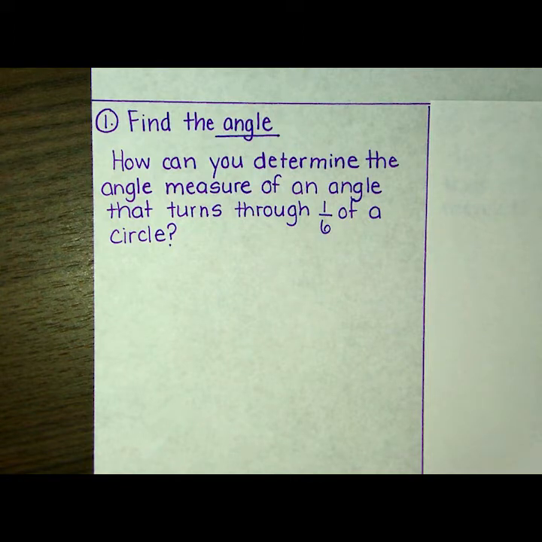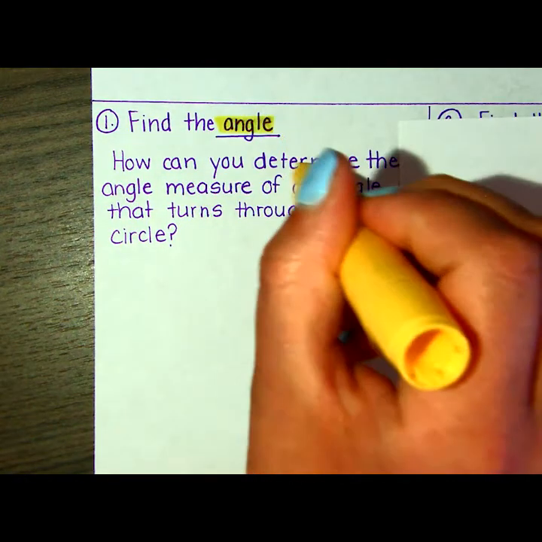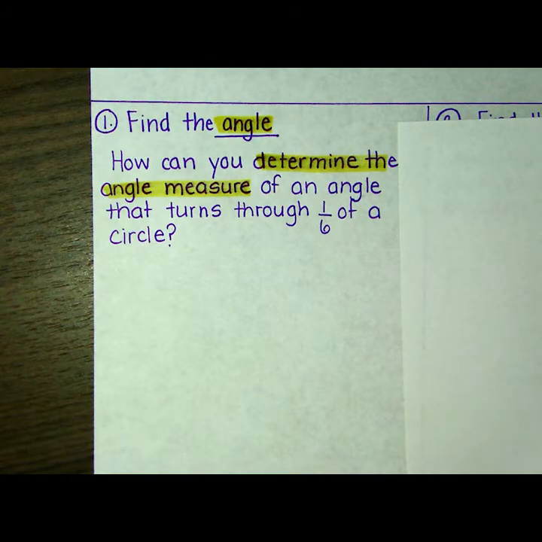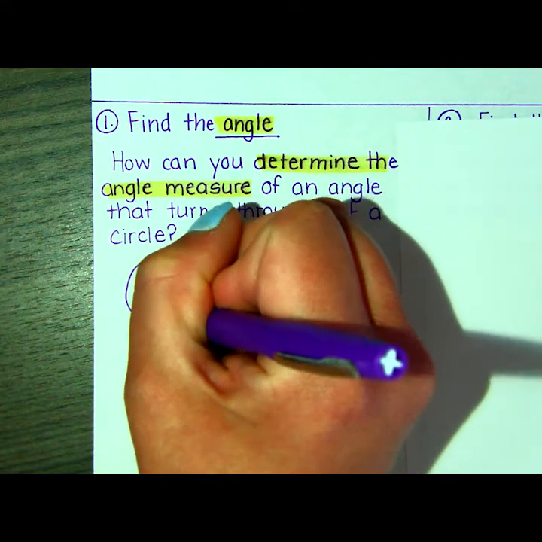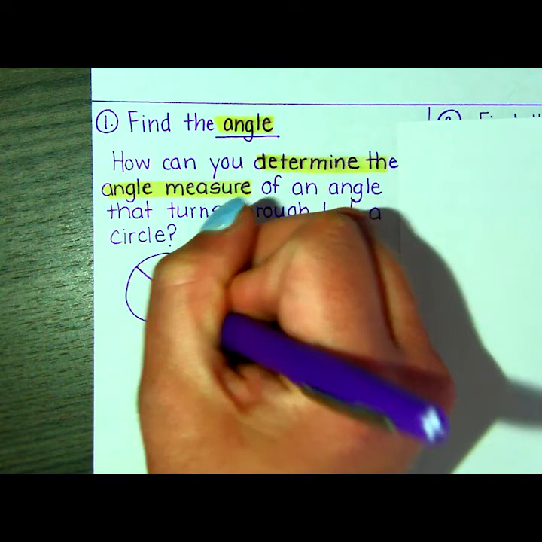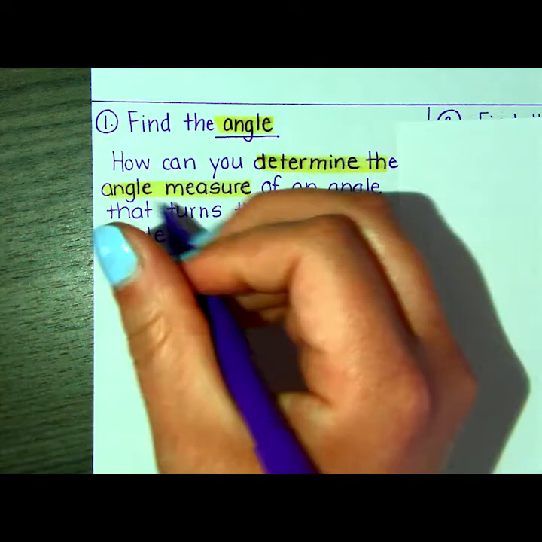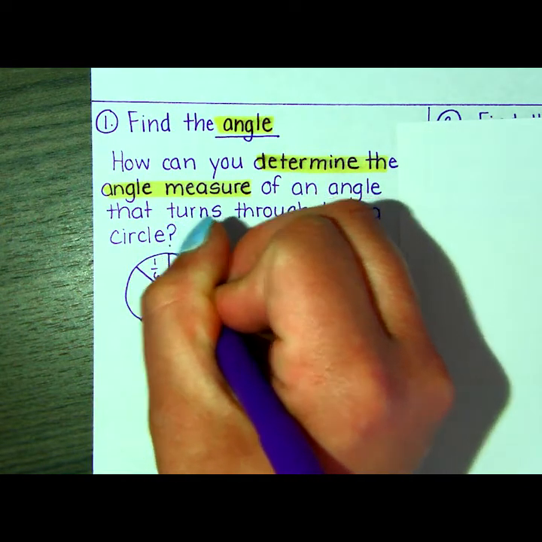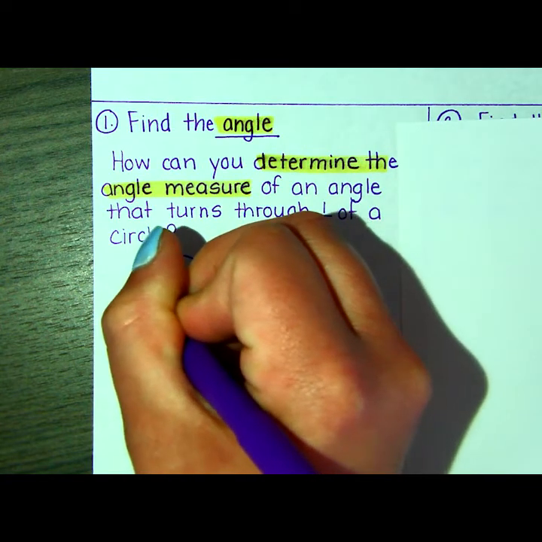Okay, so again, I know I'm finding the angle because this question is asking me to determine the angle measure. And they are telling me that the angle turns through 1/6 of a circle. Right away, I'm imagining a circle that's been cut into 6 equal parts, as equal as I can get them. Now, let's see here. This would be 1/6, 1/6, 1/6, 1/6, 1/6, and 1/6.